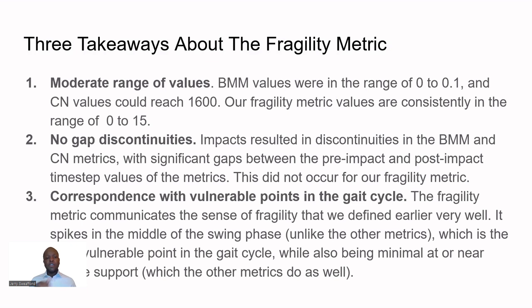The third thing is that there's a correspondence with these vulnerable points in your gait cycle. And this is what we mentioned earlier, that in the middle of the gait cycle, when you're on one leg and swinging that leg through, about to eventually move it in front of you and step down, that is your most vulnerable position. If someone were to push you or trip you, that is where you're most vulnerable. If you have both feet on the walking surface, you're not nearly as vulnerable. And you see this in the fragility metric, whereas the other metrics don't really use that philosophy. That's one of the reasons why we wanted to design it that way.